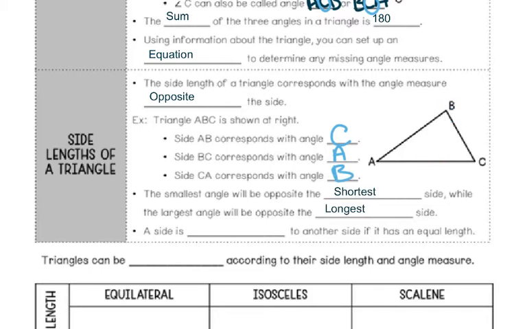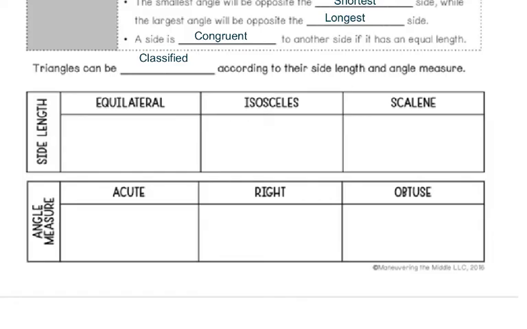One thing that we know about side lengths of a triangle is that the smallest angle will be opposite the shortest side and the largest angle will be opposite the longest side. Using another vocabulary word we talked about in the last lesson, a side is congruent to another side if it has an equal length. Triangles can be classified according to their side length and angle measures. Looking at side length classifications, we have equilateral, isosceles, and scalene triangles.